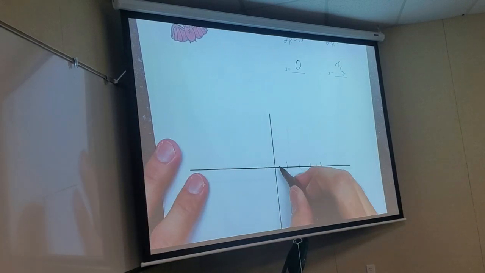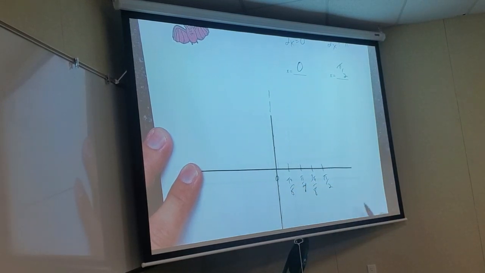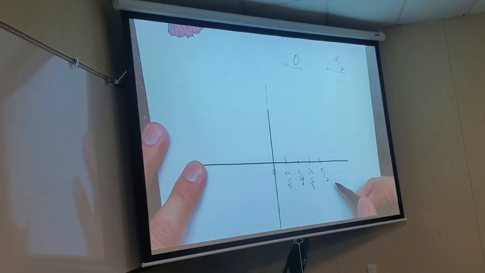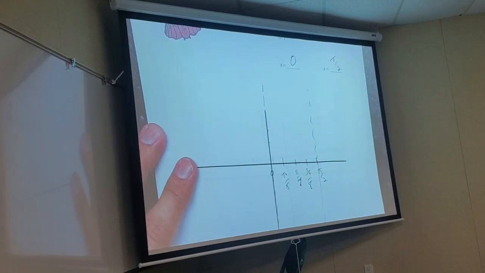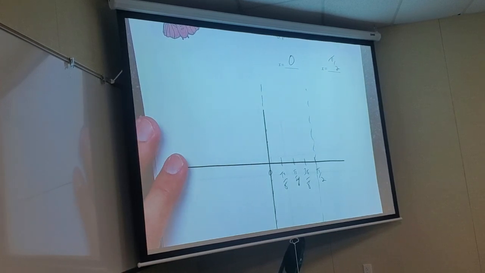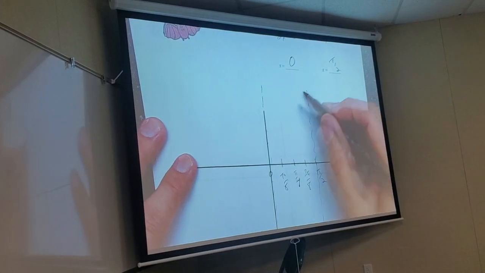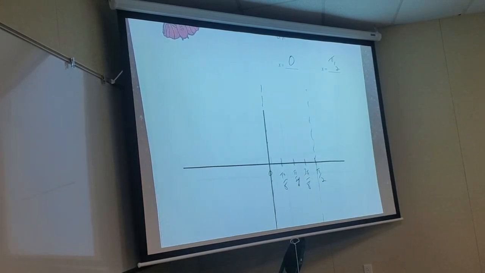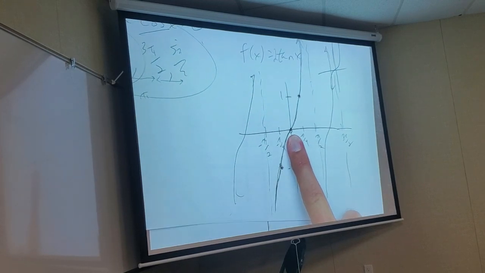What's at 0 again? Asymptote. And what's at pi over 2? Asymptote. Now what I normally do is this. Right in the middle, what does tangent do? It crosses the x-axis. Good.